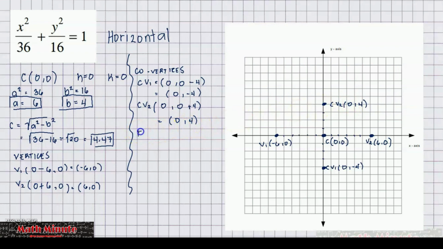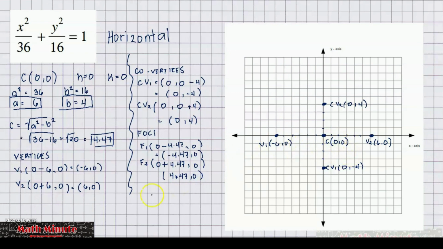So next will be your foci. For the foci, we have here F sub 1 and F sub 2. It will be the same as your vertices. You will add and subtract from h. So this will be 0, 0, subtract and add the value of your c. Then we copy the value of your k, so you won't be confused. So this will be equal to negative 4.470, and this will be positive 4.470.